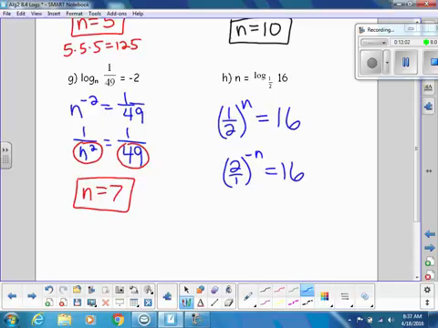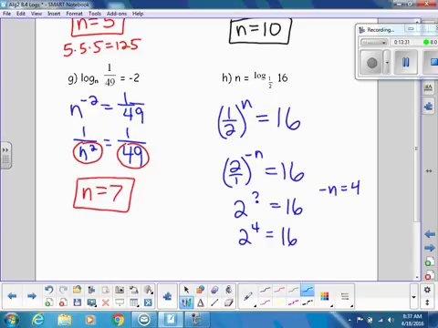So this is like 2 to what power equals 16. And I'm going to put a question mark here. So 2 to what power? So 2 to the 4th power is equal to 16, right? So my power, which is negative n, has to be the same thing as 4.